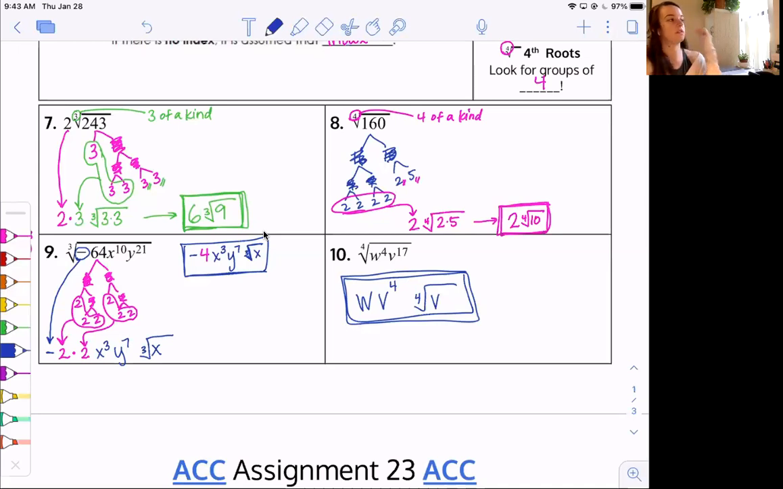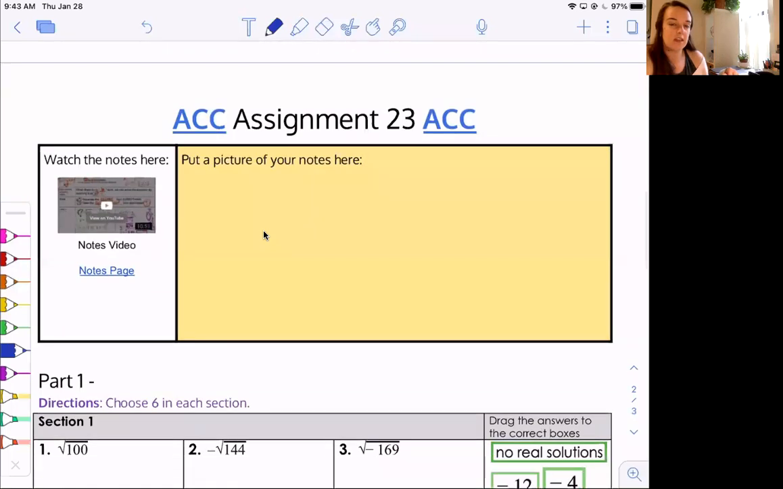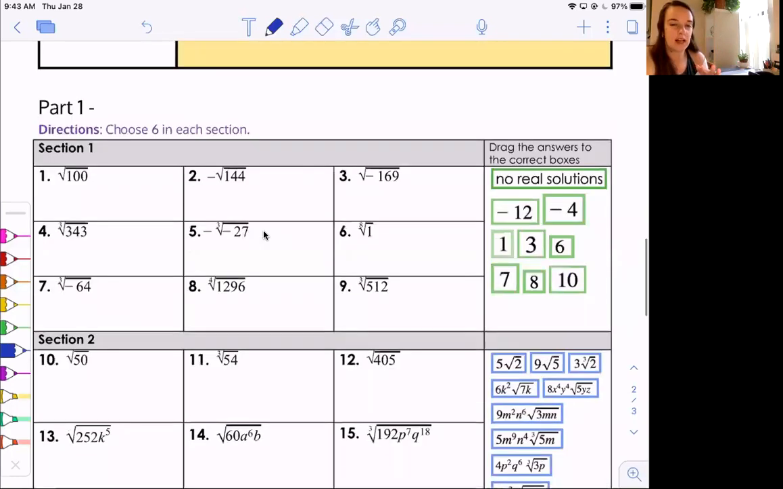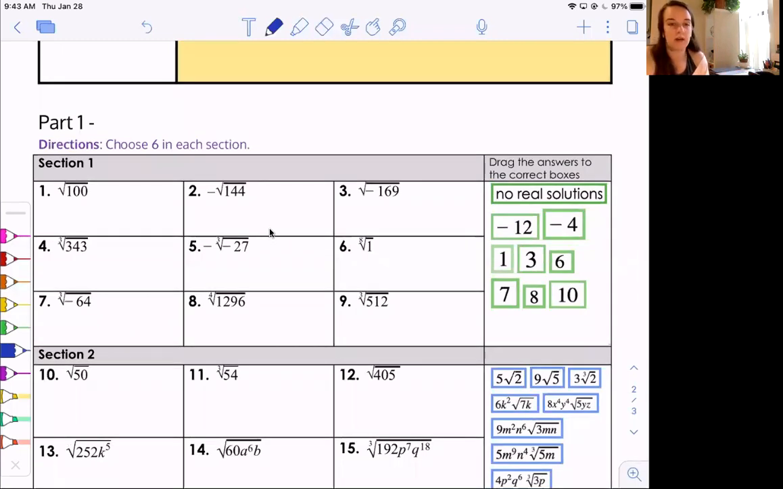All right, if you are a 2 or 3, don't forget that Miss Yama is gonna have office hours today at 10:30. And then for your assignment today, you're gonna have your notes here, and then you're choosing 6 in each section. I know 6 feels like there's 18 total problems, feels like a lot, but the first section, this section here should take you no more than like 2 minutes. You can use your calculator if you need to. Your answers are over here. So if you're on the computer, you can actually just drag them into the right boxes if you want.